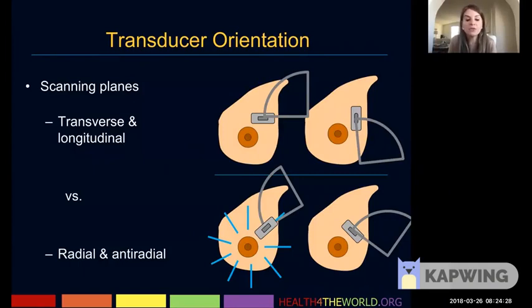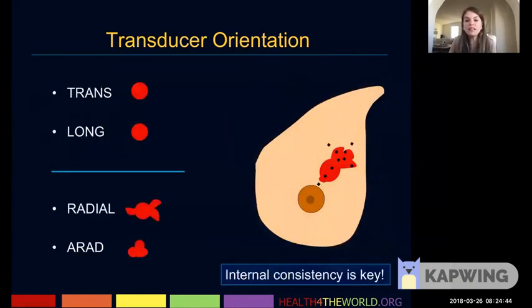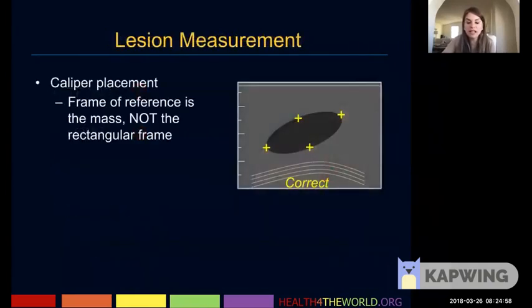We choose to do radial and anti-radial. So again, radial, as you see here, where we're pointing towards the nipple, and anti-radial, where we're not pointing towards the nipple. And we choose to do that in our group for a few reasons. We know that lesions within the breast tend to grow along those ductal systems, and that's going to be in the radial dimension. So you tend to see the true margins, the true extent of masses better when you do radial and anti-radial than trans and longitudinal.